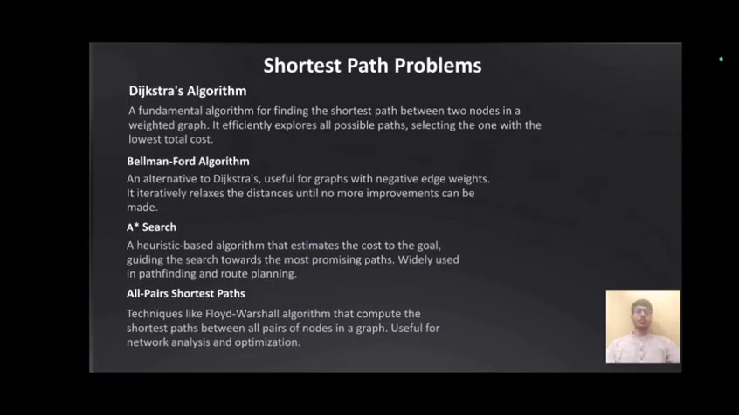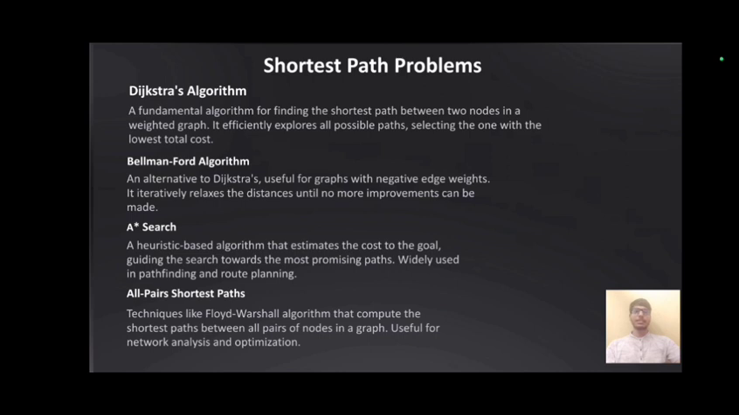Shortest path problems. Dijkstra's algorithm, a fundamental algorithm for finding the shortest path between two nodes in a weighted graph. It efficiently explores all possible paths, selecting the one with the lowest total cost. Bellman-Ford algorithm, an alternative to Dijkstra's, useful for graphs with negative edge weights. It iteratively relaxes the distances until no more improvements can be made.